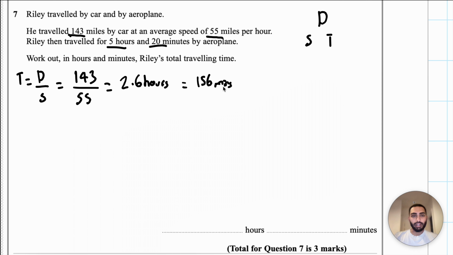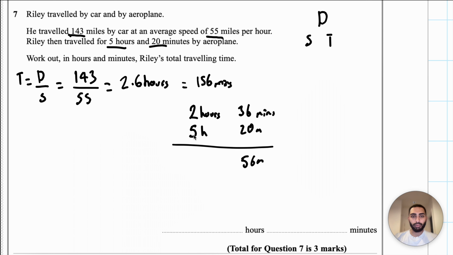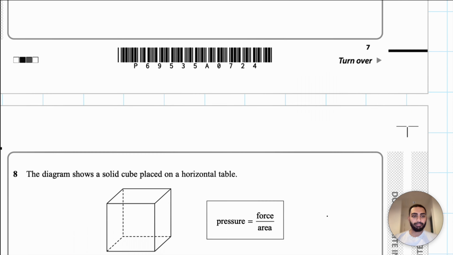So how many hours and minutes is that? So that's going to be 60, 120. So that's 2 hours. We're on 120, and we need 36 more to get to 156, so 36 minutes. We're trying to find the total travelling time, and Riley travels for 5 hours and 20 minutes more. So we need to add 5 hours and 20 minutes more to that. So 36 add 20, which is 56 minutes, and 2 plus 5, which is 7. So it's going to be 7 hours and 56 minutes.